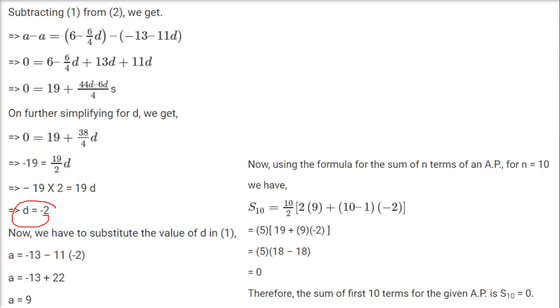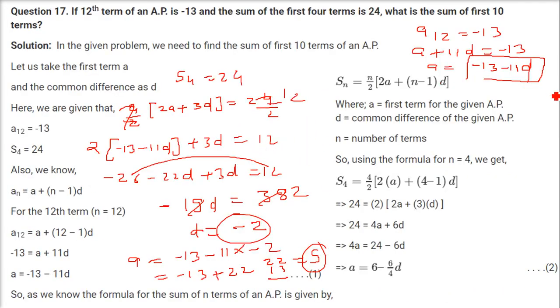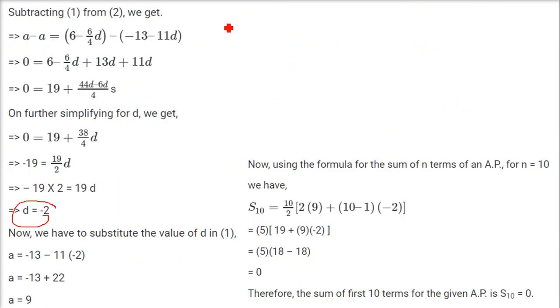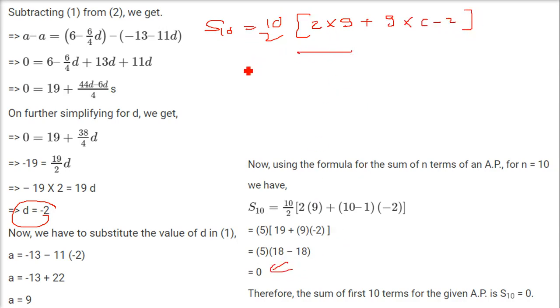So now we know the terms. We can find out the sum of whatever number of terms is given, the sum of 10 terms. So S10 will be equal to 10 by 2, into 2a, which is known to us, it is 2 into 9, plus 10 minus 1, that is 9, into d, which is also known, minus 2. We just have to solve this and it is going to be 0. Let me do it for you. 2 fives are 10, 9 twos are 18, minus 9 twos are 18, 18 minus 18 is 0, so 0.